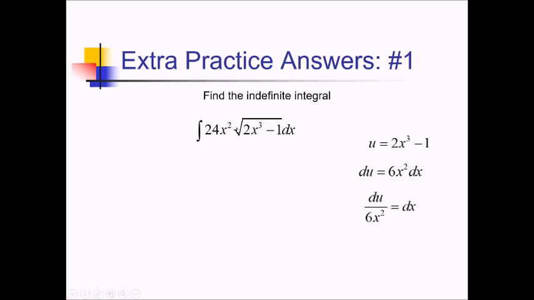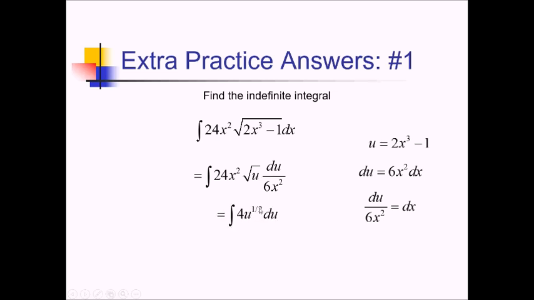Plugging things back in over here, we can write 24x squared times the square root of u, and then dx becomes du over 6x squared. With 6x squared and 24x squared, we can get some canceling going on there. That leaves us with just a 4 and a u to the 1/2 power and a du.